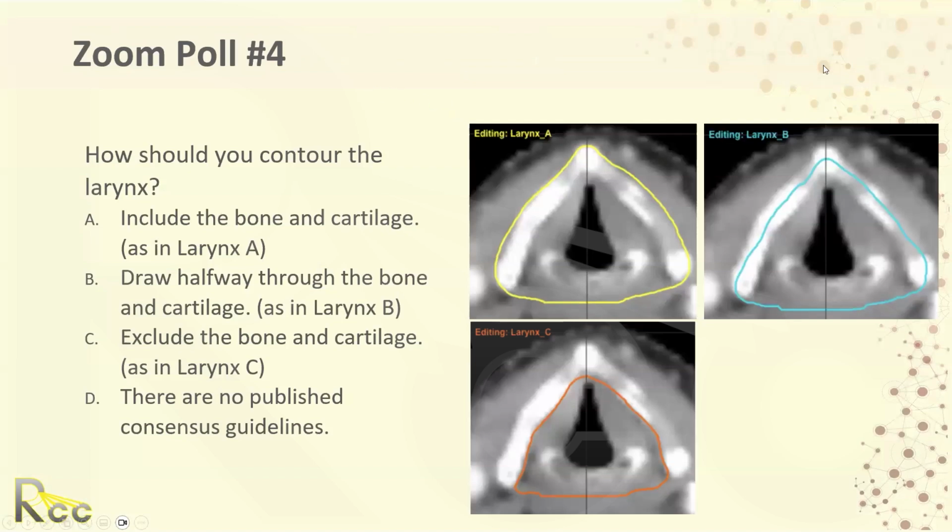So let's look at the larynx. That's a common one we like to draw, and we just mentioned it. How should you contour the larynx? A, include the bone and cartilage. B, draw halfway through the bone and cartilage. C, exclude the bone and cartilage. And D, there are no guidelines.